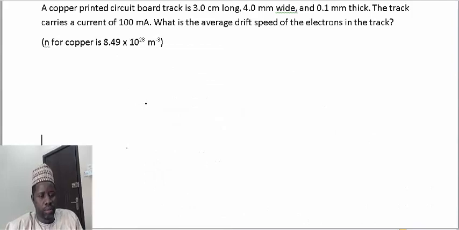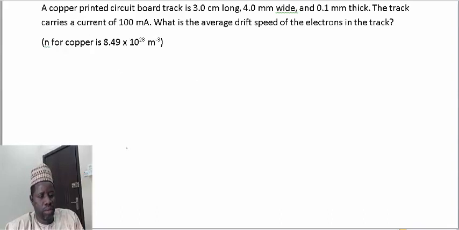Okay, here is a question that relates the definition of current and other parameters of our conductors. In this question, it is good, as usual, to copy the question down and pause the video, attempt the question, so that when we attempt it collectively, you can realize some of the mistakes you might have made in your own attempt. That will help you very well. So let's look at the question together.